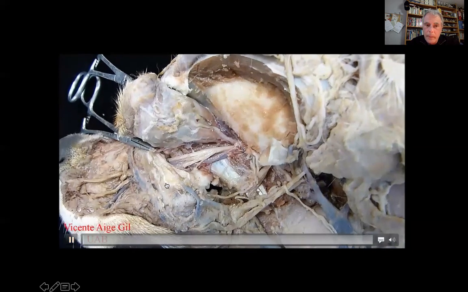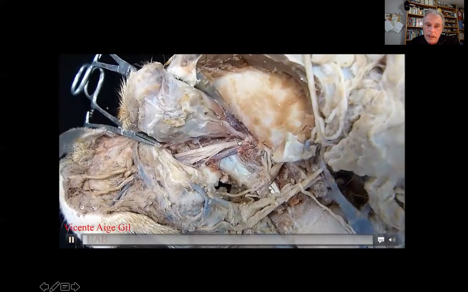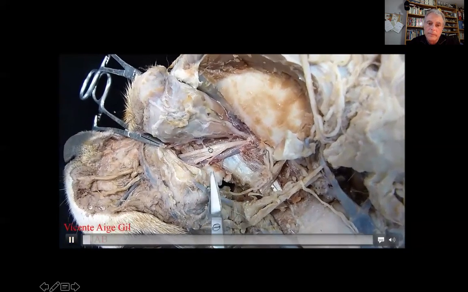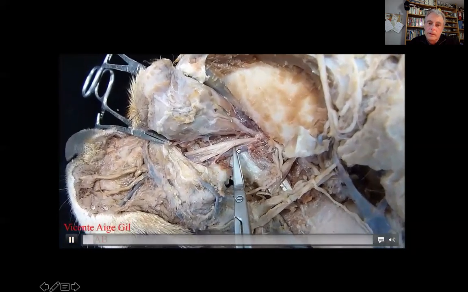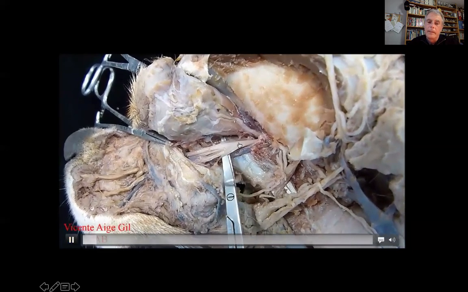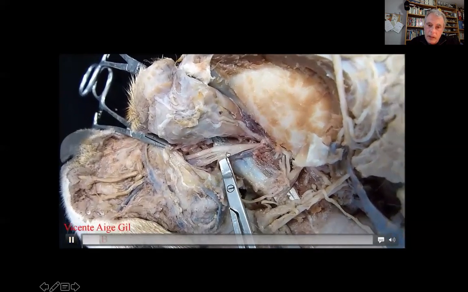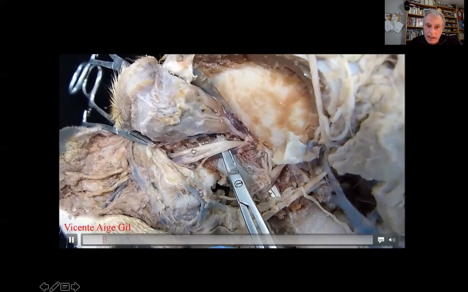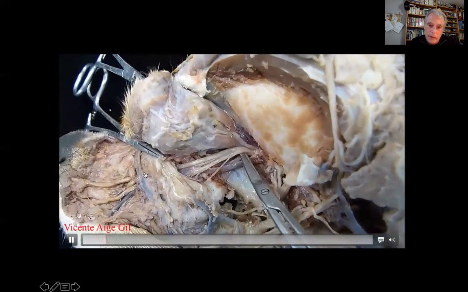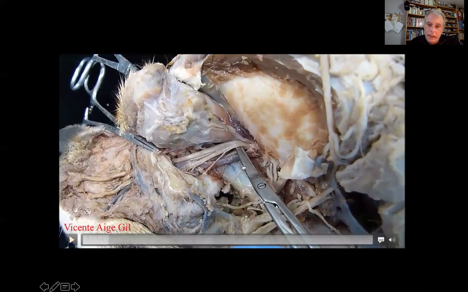Let's see. This is the infraorbital nerve. Okay. That is going to branch some fibers that we'll see now, and the nerve that will run through the infraorbital canal. And underneath, you have the maxillary artery, and this is the pterygopalatine nerve that is covered by the maxillary artery and by the infraorbital nerve. This is the pterygopalatine nerve.